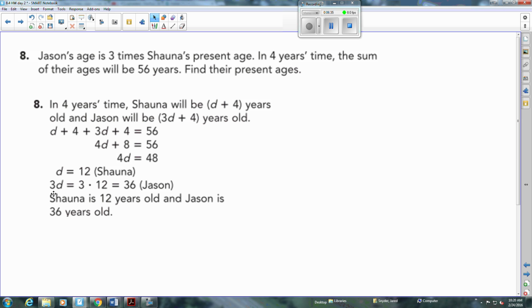I don't know what I did there. You would take Jason, which would be 3 times 12, which is 36. And then I would probably add 4 more onto it. No, I wouldn't, because it's the present age. So Jason's 36, Shauna is 12. That's it. That one was really tough.